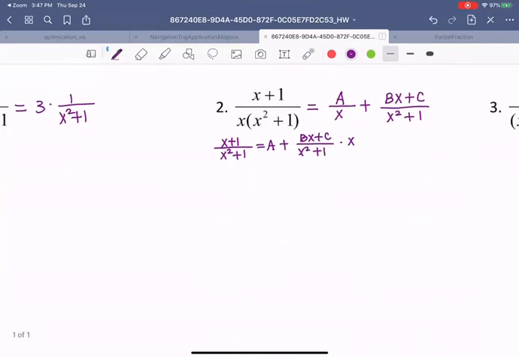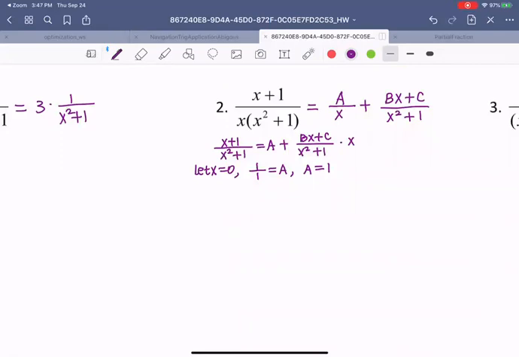We times x for each term, and then we let x equal 0. When x equals 0, this is 1 over 1 equals a. So a equals 1, right? Now a equals 1.